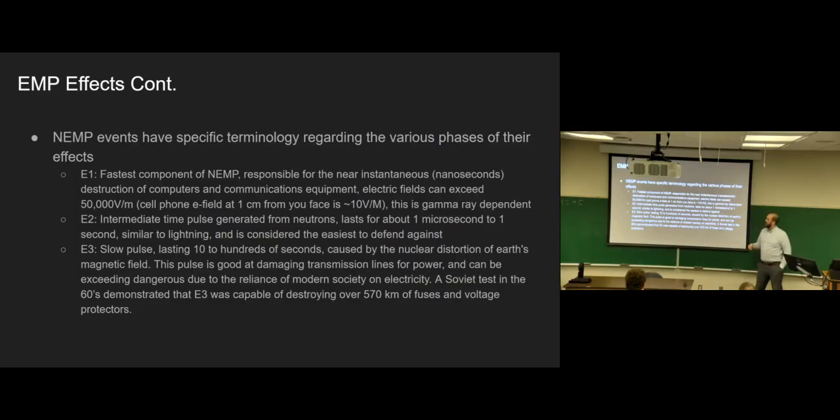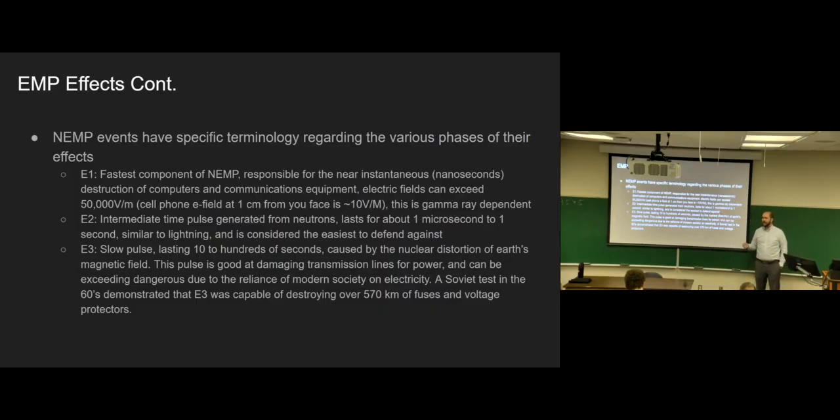That's fine. There's a lot of really cool nuclear physics going on here to generate this kind of stuff, and we've made use of it in the past for various technical reasons. But if you ever have interest, you can hop on the Wikipedia. There's a bit more in-depth information as to how these various radioactive things are capable of generating radio waves out of nowhere. But E2 is neutron dominated, lasts for about 1 microsecond to 1 second, and it's basically lightning.